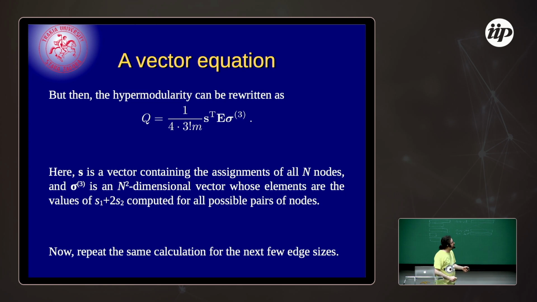So the first element will be S1 plus 2S2, where 1 and 2 are node 1 and 1. The second element will be S1 plus 2S2 when the two nodes are 1 and 2, and then 1 and 3, and 1 and 4, and so on. So for k equals 3, it works. We can actually separate the equation. But what happens? Can we separate it for the other values of k?